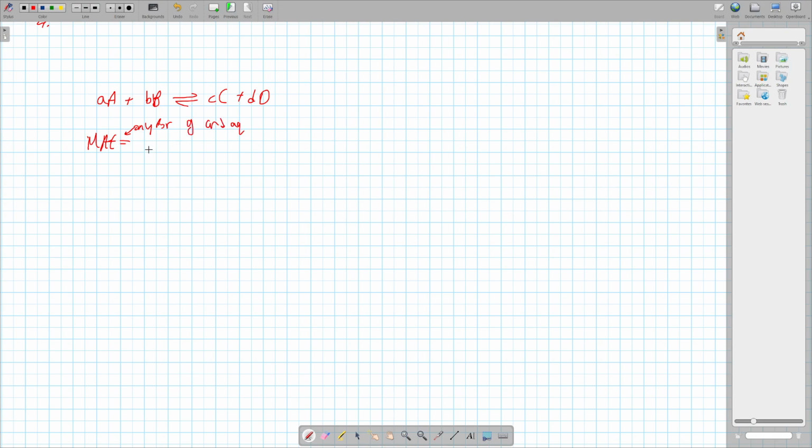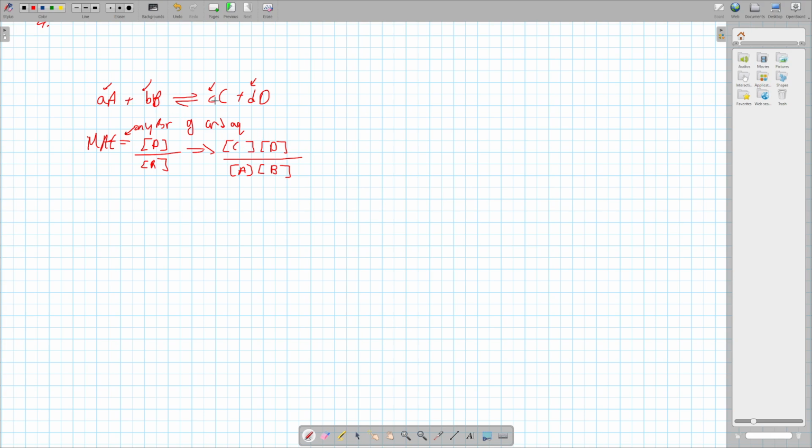Okay, the mass action expression is equal to the concentration of the products divided by the concentration of the reactants. So in this case, what will it be? What are my products? The concentration of C times the concentration of D divided by the concentration of A times the concentration of B. But you can tell me, why did you put these small ones? Any coefficient beside that gas or beside that aqueous substance becomes the power.